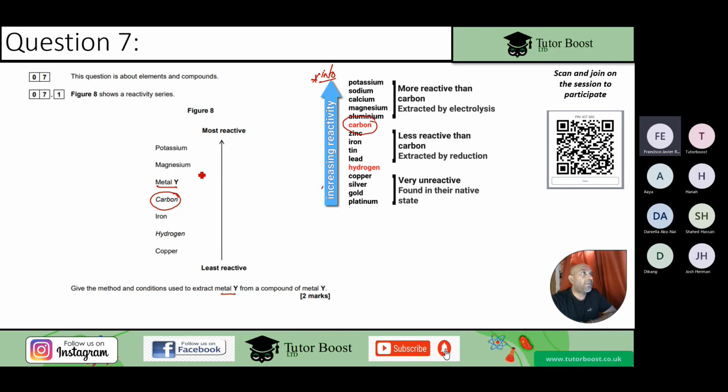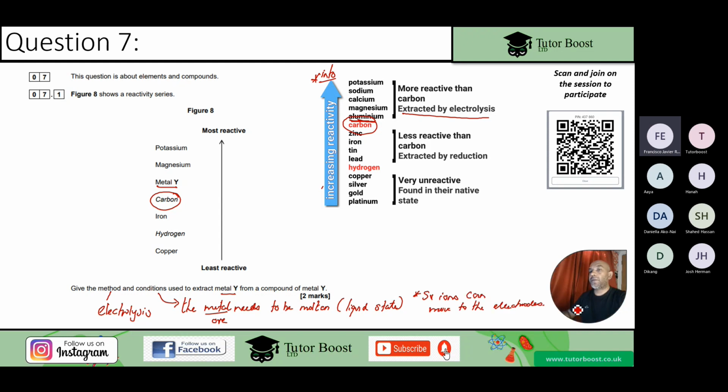Now, the metal between magnesium and carbon is aluminium. Any of these metals, sodium, calcium, magnesium, and aluminium, need to be extracted by electrolysis. So give the method. The method is going to be electrolysis, and the condition. What is the condition for electrolysis? The metal needs to be molten. Now, when I say metal, I'm referring to the ore, metal ore. It needs to be molten or in liquid state, so that during electrolysis, the ions can move. So remember, right?